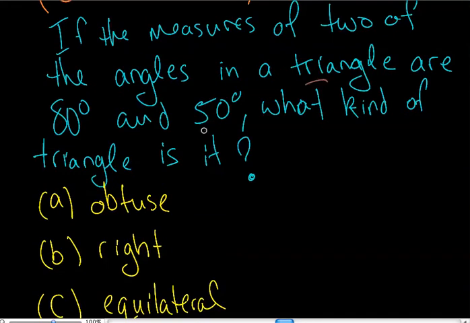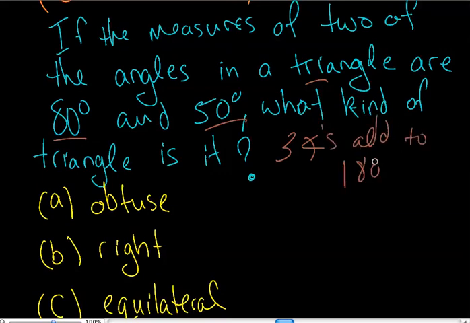So that means there's a total of 3 angles. They give you 2 of them, right? One thing you got to know about triangles is that the 3 angles of a triangle add to 180 degrees. And for more on that, to see why that is, you can watch my video on quadrilaterals, and I'll explain that a little bit.